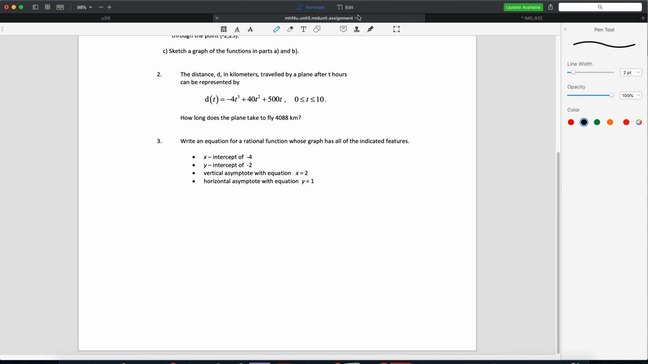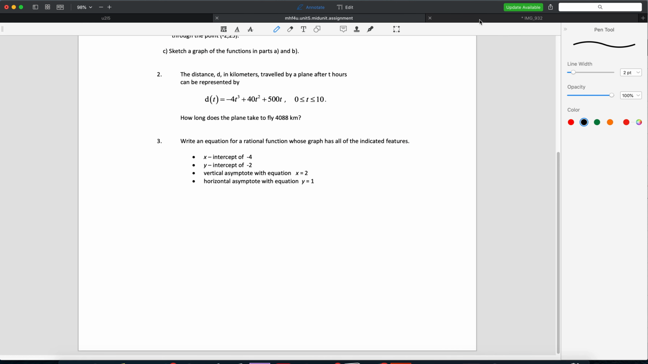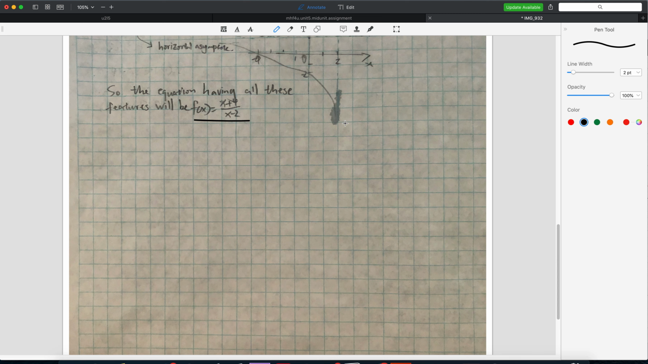That's my equation. As for the y-intercept of -2, I didn't really use this feature right here, but as you can see, it really passes the point 0, -2. If we plug 0 into this equation, 0 plus 4, so that's 4, divided by 0 minus 2, that's -2. 4 divided by -2 is -2. So that is really this equation for question 3. Thank you.